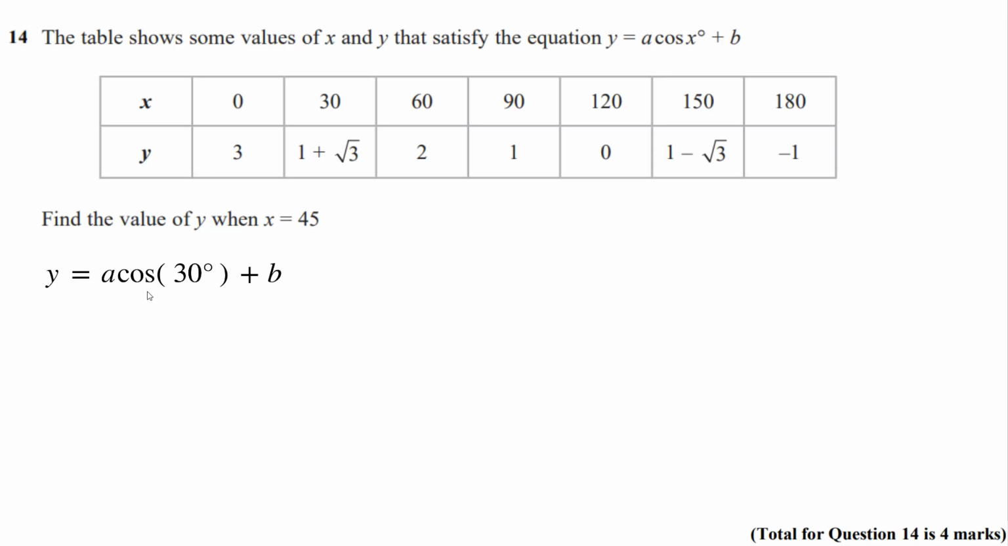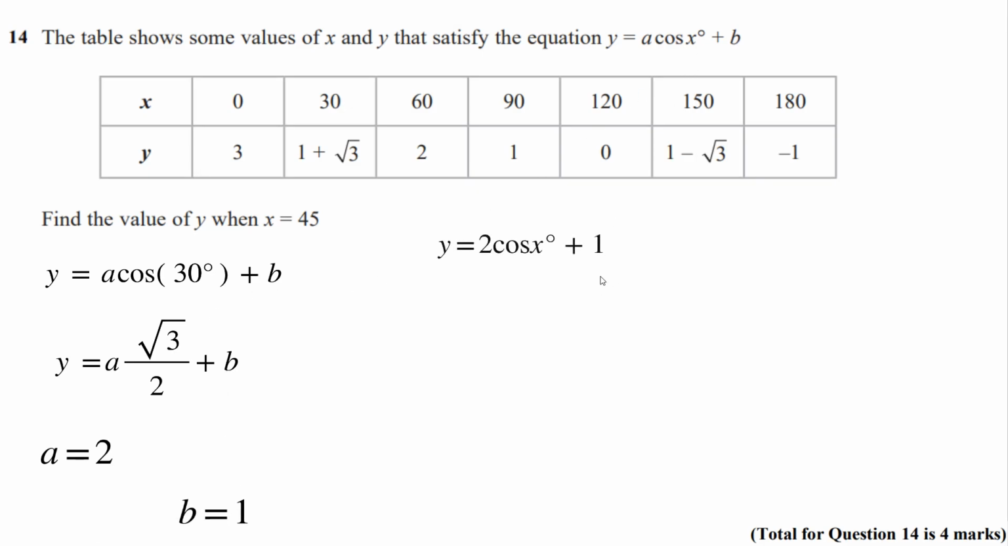So cosine 30, you should know that is root 3 over 2. So just put that in. And we want to get from root 3 over 2 to 1 plus root 3. So root 3 over 2 multiplied by something gives us root 3, then add something to give us root 3 plus 1. So root 3 over 2 multiplied by something to give us root 3. So a has to be 2 here. Because if this is 2, then that gives us root 3. The only way we can get a plus 1 with that is if b is 1. Okay, so just substitute that into that equation there to get that.